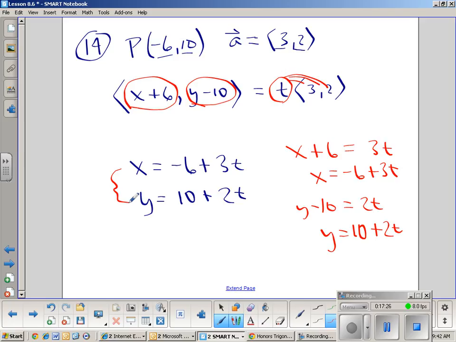So a couple different ways of looking at it. If we want the parametric equations from the vector equation, if they gave me the vector equation, I could just set these equal and set these equal, and then solve for x and y. All right?